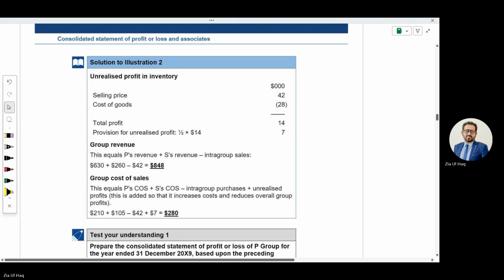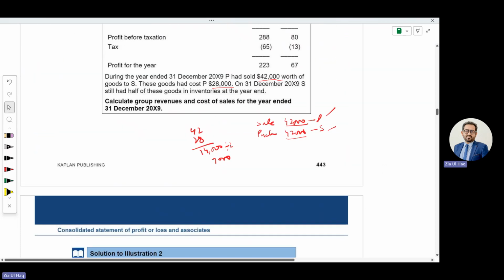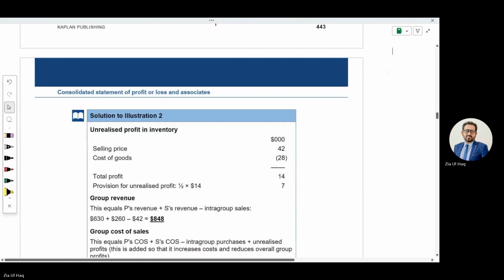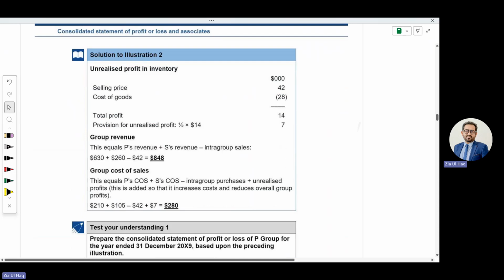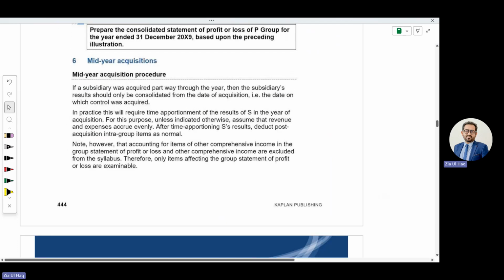How? What have they asked? Calculate group revenue and cost of sales for the year ended. So for group revenue and cost of sales, both revenues will be added minus 42, and both costs will be added minus 42, and then add the unrealized profit. So this will be the cost of sales. Is it fine? Let's move forward.